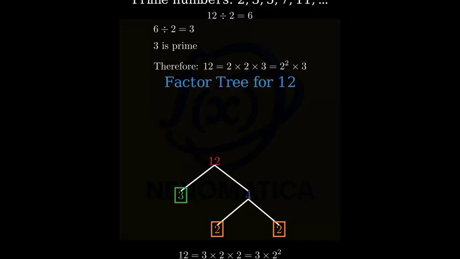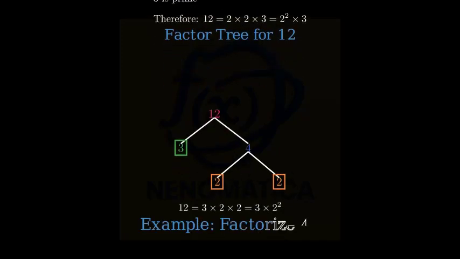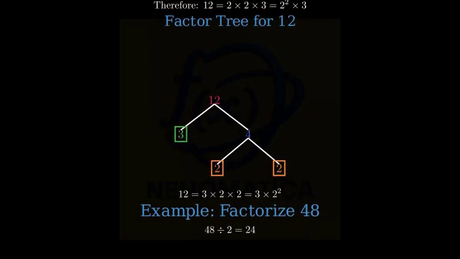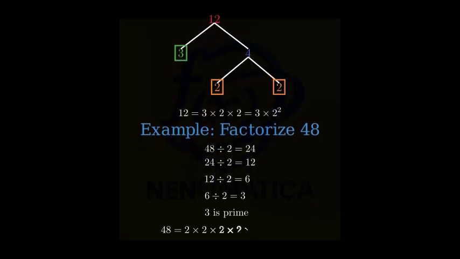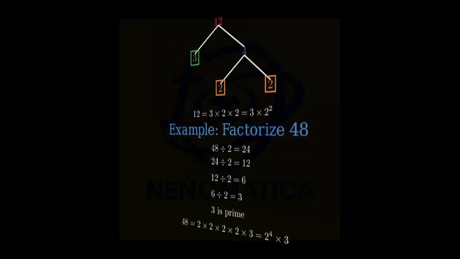Let's try another example. Let's factorize the number 48. We'll start by dividing by the smallest prime number, 2. 48 divided by 2 equals 24. 24 divided by 2 equals 12. 12 divided by 2 equals 6. 6 divided by 2 equals 3. Since 3 is prime, we're done. So the prime factorization of 48 is 2 times 2 times 2 times 2 times 3, or 2 to the power of 4 times 3.